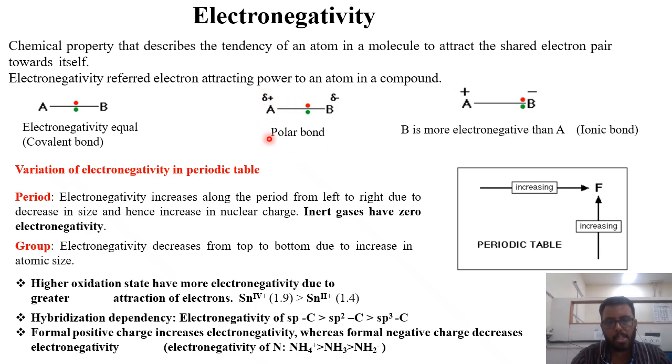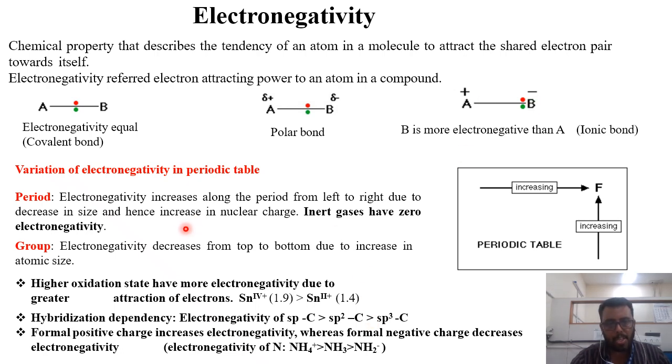So this type of bond is called a polar bond. Initially it was a covalent bond, but due to the electronegativity difference between hydrogen and fluorine, or A and B, the bond becomes a polar bond. If B is more electronegative than A, then this electron pair will be completely pulled towards B and it gains negative charge, whereas A will gain positive charge. Now you understand how the bond in a molecule like HF converts from covalent nature to ionic nature, which is entirely due to the electronegativity difference.